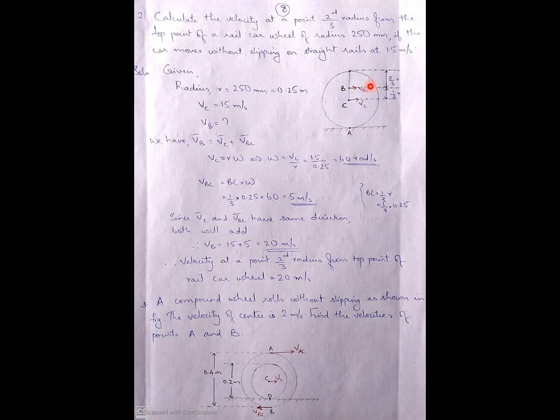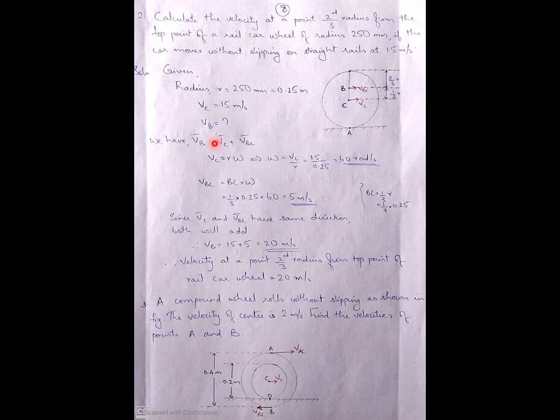From the top, 2 by 3 R. So this is the point B. Velocity is C towards right. Point B also, velocity BC will be perpendicular to BC. So we have represented over here. This is 2 by 3 R. The remaining will be 1 by 3 R, that is between B and C, it is 1 by 3 R.